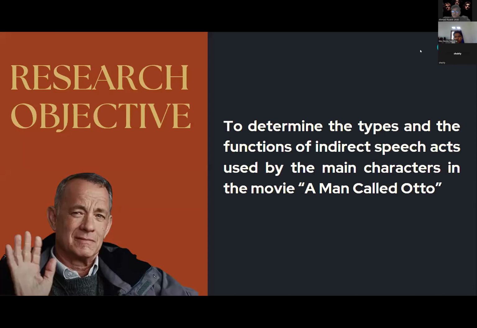There is one objective. The objective is to determine the types and the functions of indirect speech acts used by the main character in the movie. In the movie A Man Called Otto, who is performed by Otto himself as the main character.